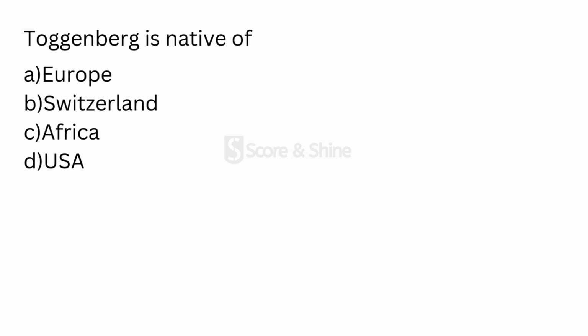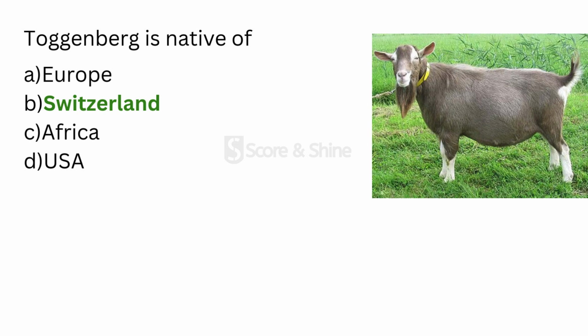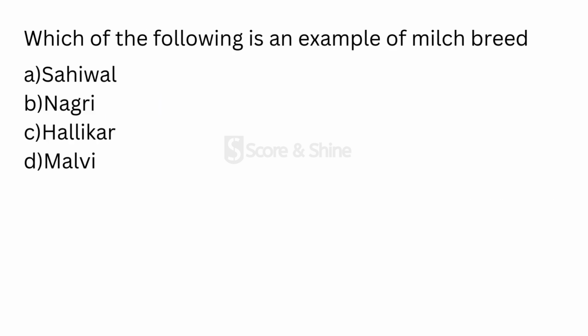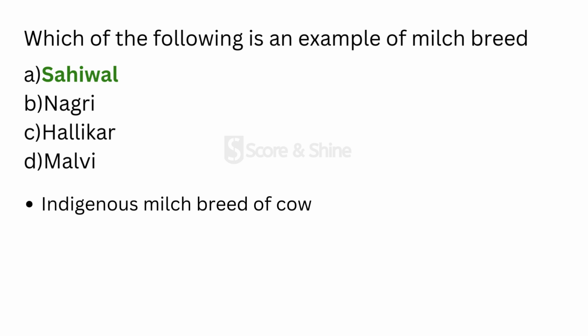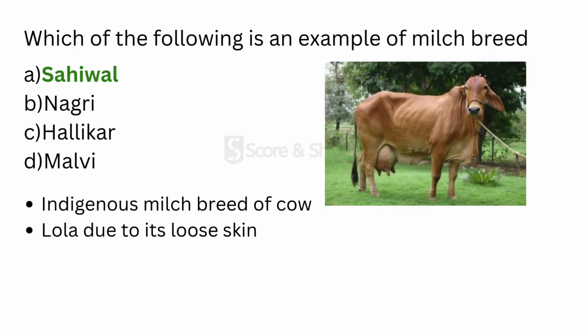And next, Toggenburg is native of. So the answer is Switzerland. So Toggenburg is the exotic breed of goat. And next, which of the following is an example of milch breed? The answer is Sahiwal. So Sahiwal is the indigenous milch breed of cow, and this breed is also known as Lola due to its loose skin.